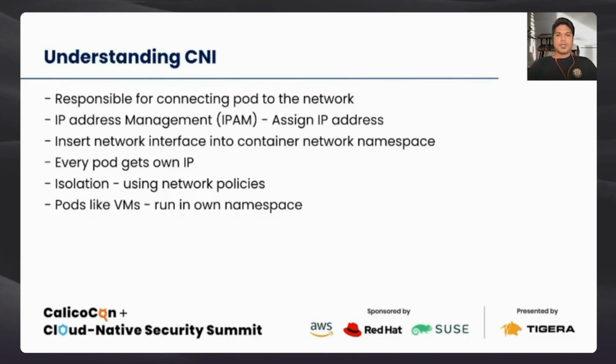CNI will insert a network interface between the container and the network namespace. CNI will make sure every pod will get one IP address. CNI will help create isolation. Pods are like a small replica of virtual machines where they run in their own namespace. CNI will isolate the pod using network policies. Pods are very lightweight virtual machines which run Linux namespaces. When used with Kubernetes, CNI can integrate smoothly with the kubelet to enable the use of overlay or underlay network to automatically configure the network between pods.